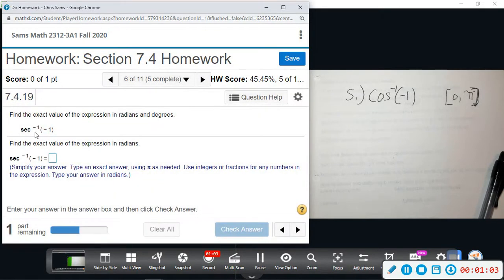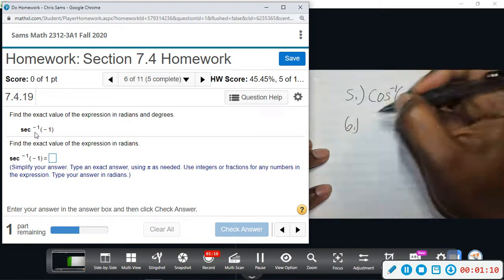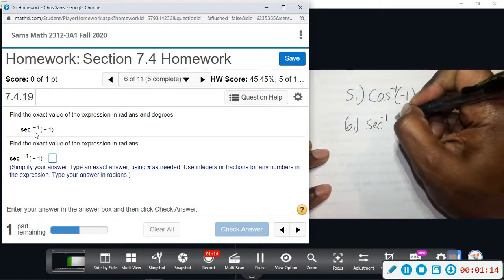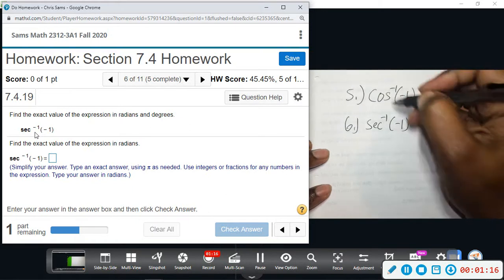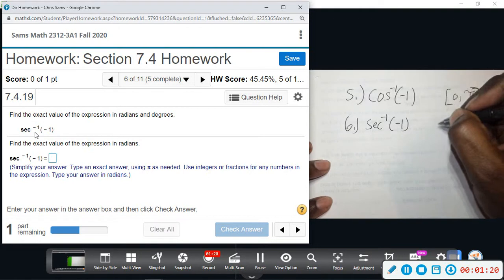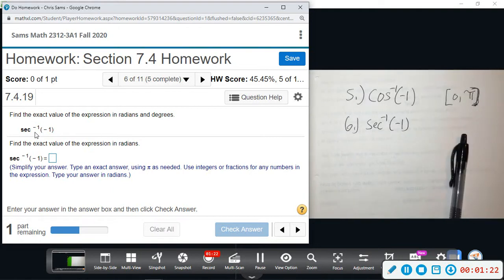All right, secant is the reciprocal of cosine. So it is also looking for the x value. Secant, inverse secant of negative one. Okay, these are the same thing. It's the same exact spot. There's nothing that has changed. Let me be careful, I'm sorry. That is a lie.